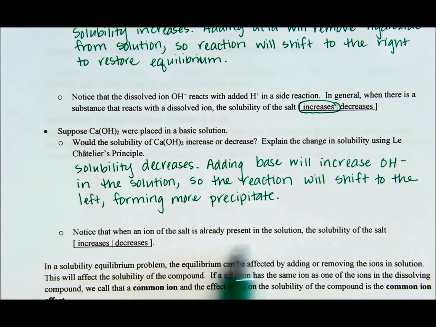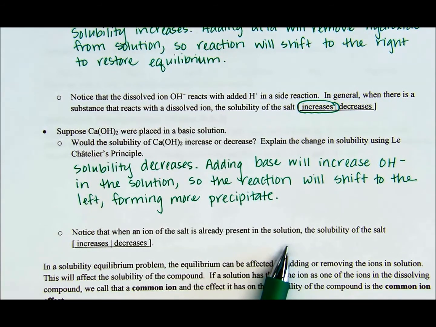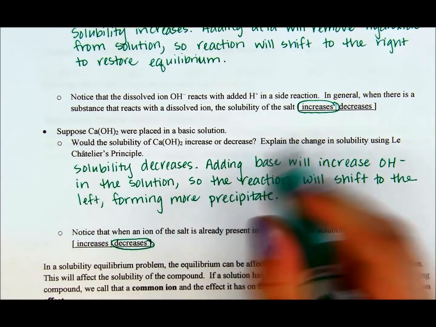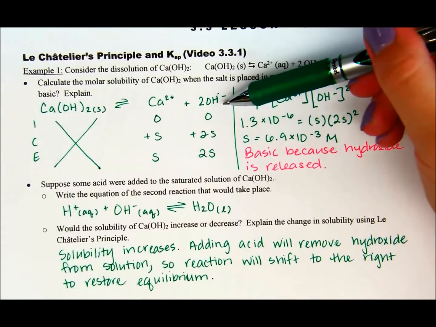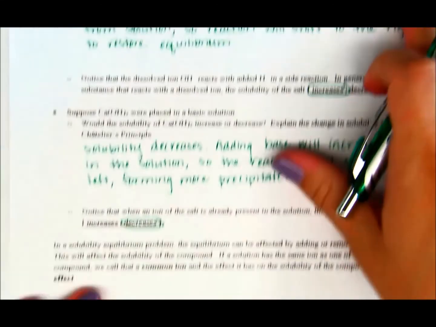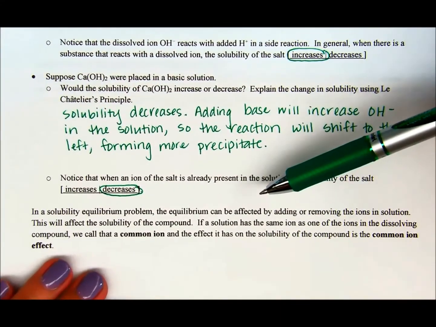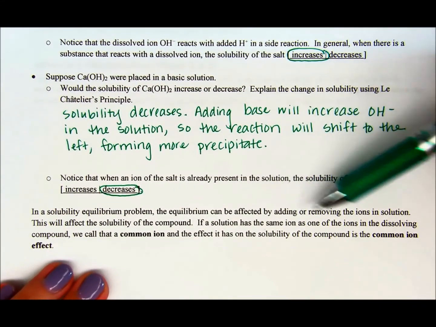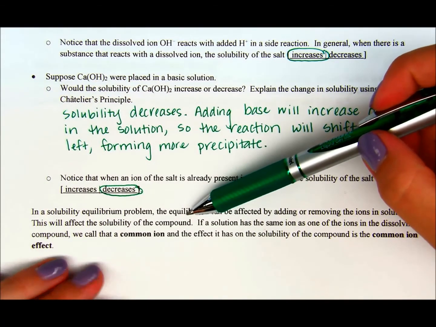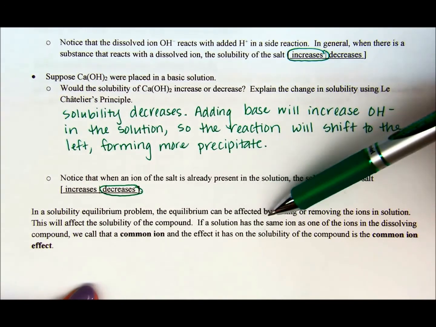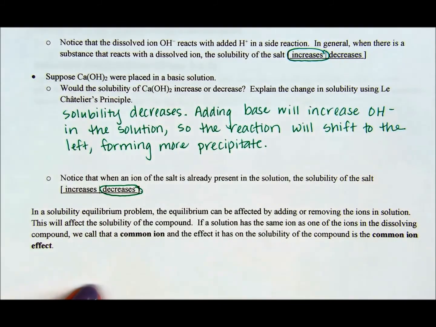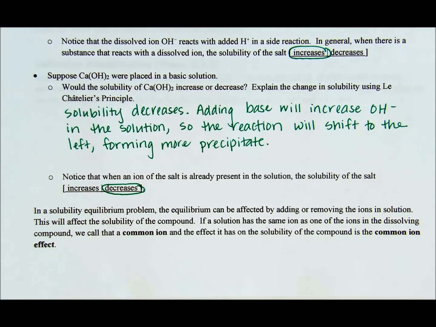Notice that when an ion of the salt is already present in the solution, the solubility of the salt decreases. So if you have an ion that's already present, like here, and you add more of it, your solubility is going to decrease. In a solubility equilibrium problem, the equilibrium can be affected by adding or removing ions in the solution. This will affect the solubility of the compound as we saw above, so it can either increase or decrease. If a solution has the same ion, like we saw here, as one of the ions in the dissolving compound, we call that a common ion effect.